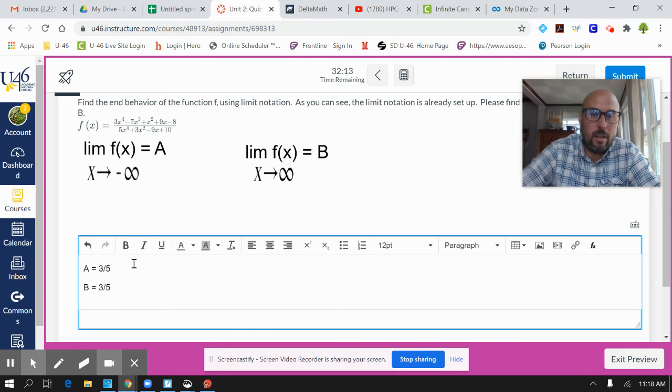It approaches 3/5 on both the left side and the right side. Remember, when the degrees are the same, it doesn't go to infinity or negative infinity. It just settles down to the ratio of the leading coefficients.